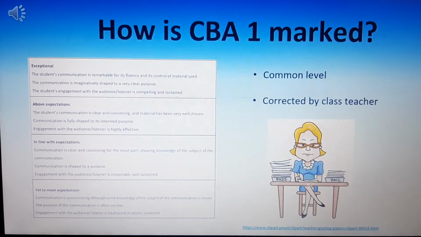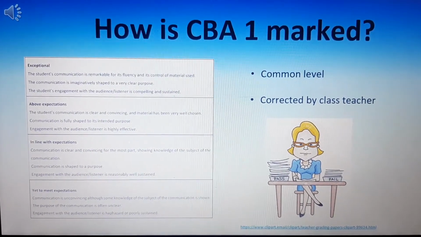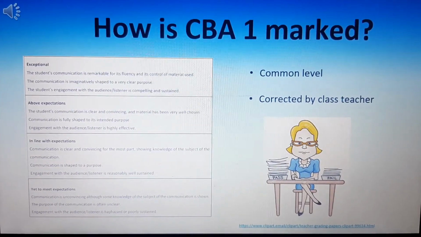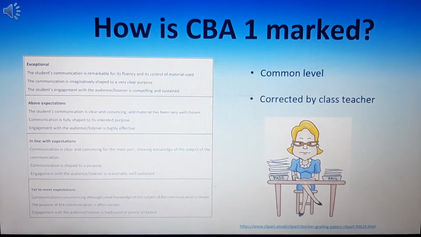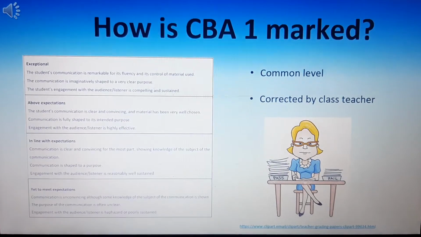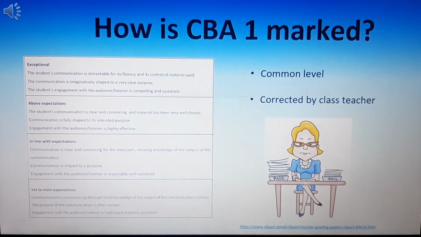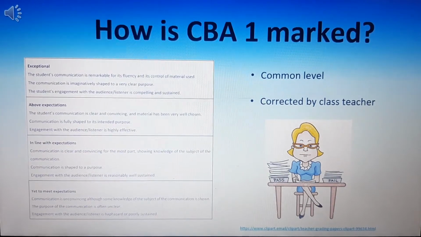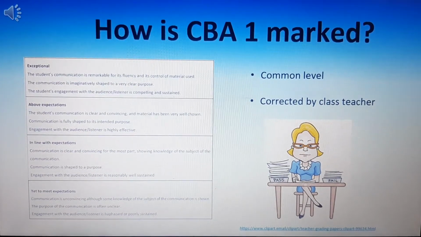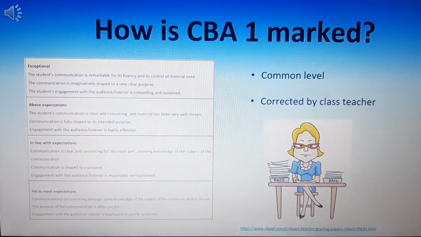How is CBA1 marked? It's marked at a common level and it's corrected by the class teacher. There are 4 results you can get as a result of the CBA. Exceptional, above expectations, in line with expectations, and yet to meet expectations. Let's go through these now one by one.